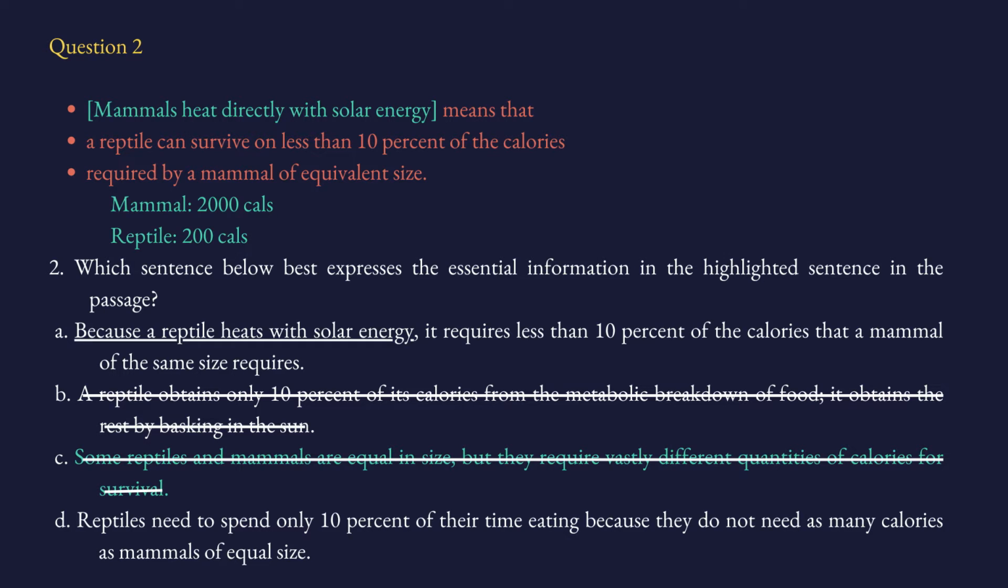D. Reptiles need to spend only 10% of their time. 10% of their time? The passage is not saying 10% of their time. It says 10% of calories. So this answer choice is just wrong. Well, voila, we are left with A without even bothering to check the rest. But let's check it together. You never know. Because a reptile heats with solar energy, it requires less than 10% of the calories that a mammal of the same size requires. Well, makes perfect sense. So A is the answer.